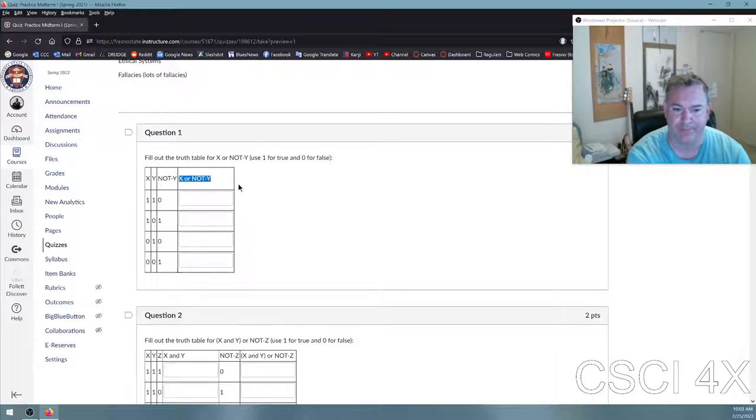Now for this one, X ORed with not Y. So we're going to OR together two different columns. The first column is the X column here, true, false. And we're going to OR that with the not Y column, the third column here. So what is true ORed with false? True. Then we got a true and a true. That's true. We have a false ORed with false. That is false. And we have a false ORed with true, which is true. So there's the answer there.